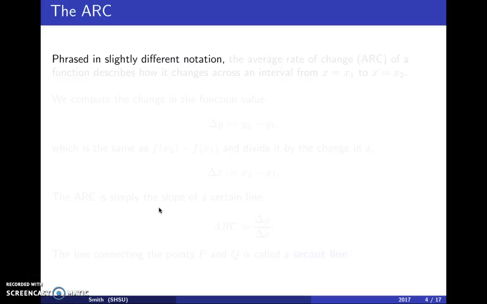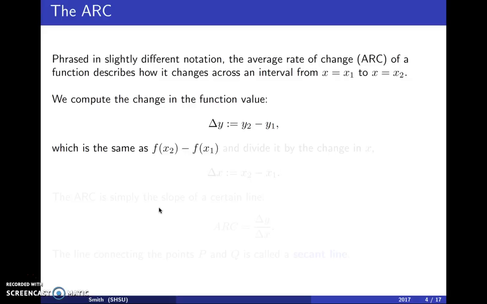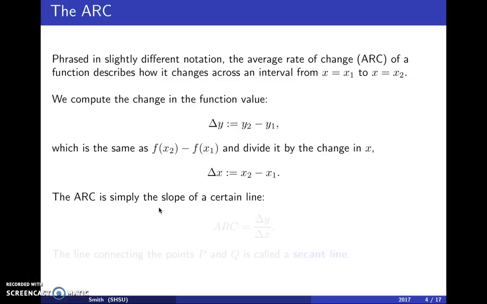Phrased in slightly different notation, the ARC of a function describes how it changes across an interval from one x value to another. We compute the change in the function value, change in y, which is the same as f of x2 minus f of x1, and then we divide it by the change in x, delta x, which is x2 minus x1. Again, we'll repeat this many times. The ARC is simply the slope of a certain line.